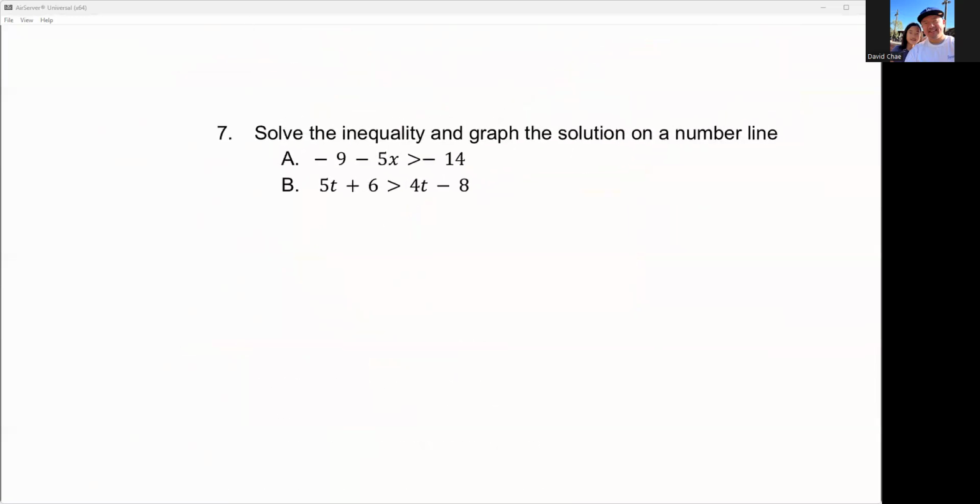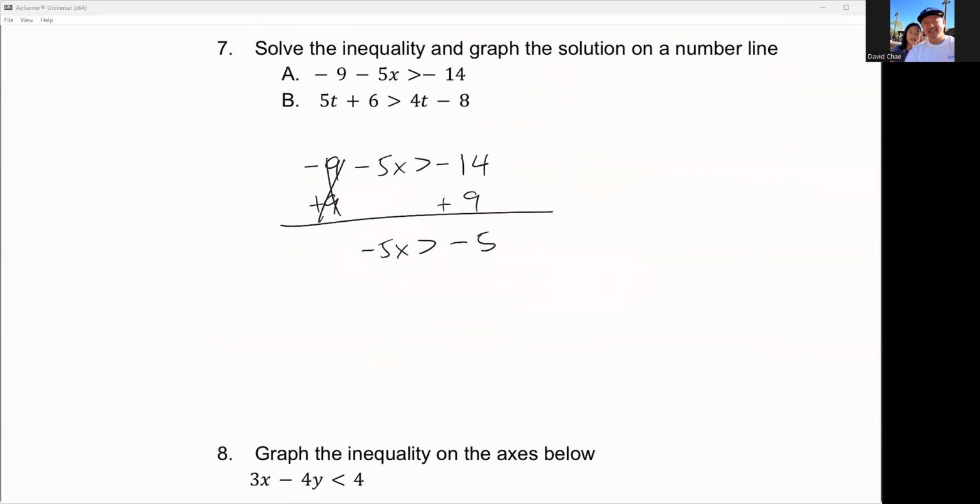Number 7. This is like an equation, right? Letter A is negative 9 minus 5x is greater than negative 14. I add the 9 to both sides. So negative 5x is greater than negative 5. Then what do I do next? Divide by negative 5. But when I divide by a negative, what happens? It switches, becomes less than 1.